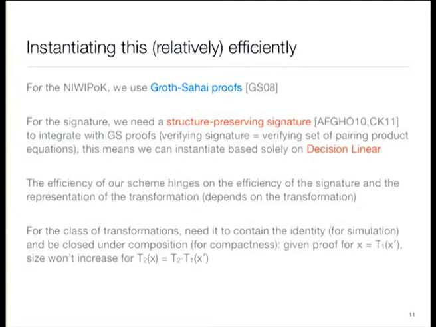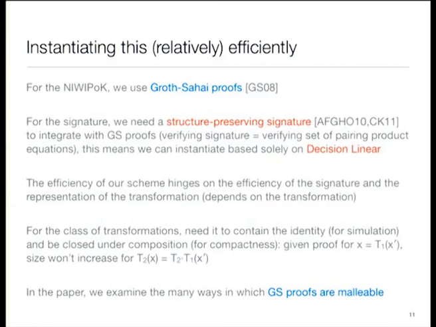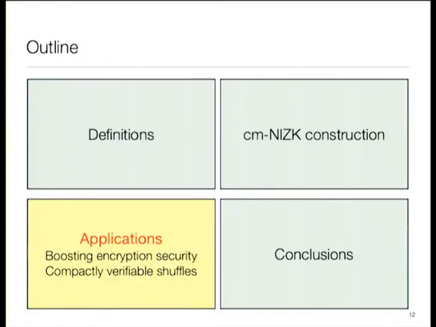We need the class of transformations to contain the identity. As we just saw, that's for the simulation strategy. And we also need it to be closed under composition. And that's for compactness, right? So that if I go mull a proof, and then I give it to you, and you go mull it, and we pass it around, we don't want the proof to be growing. And so that's why we have this requirement. Finally, there's one thing that might seem to be missing here, which is, of course, malleability. So in the paper, we examine in great detail the many ways in which GS proofs are malleable. But I won't have time in the talk. So zipping right along to the applications.